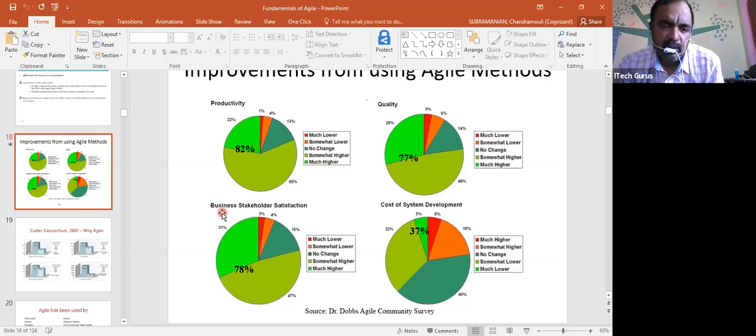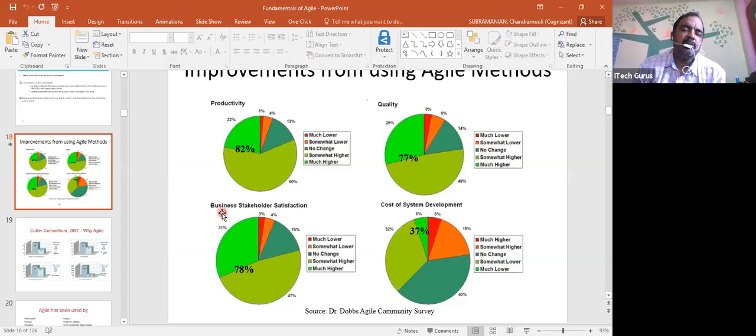Exactly, as Suresh was telling. Whatever you discuss, there is no collaboration. You are not following agile as agile. For the namesake you call something agile, but you are not really agile, then it will fail. That is why 1%, 4%, 13% of people say the productivity is lower, even though the majority, 82% of the people, say it is somewhat higher or much higher.